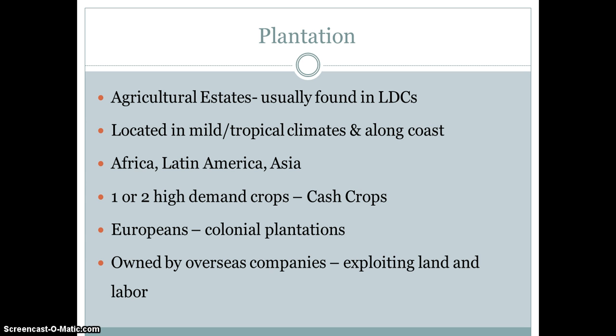Primarily, back in the day, Europeans used colonial plantations in their colonies. That's why many of them are found in Africa, Latin America, and Asia. They used them to use the land there, because sometimes in the European countries, they couldn't practice it because of the climate they had. Nowadays, however, they're owned by overseas corporations that exploit the land and the labor of the countries in which they have the plantations.